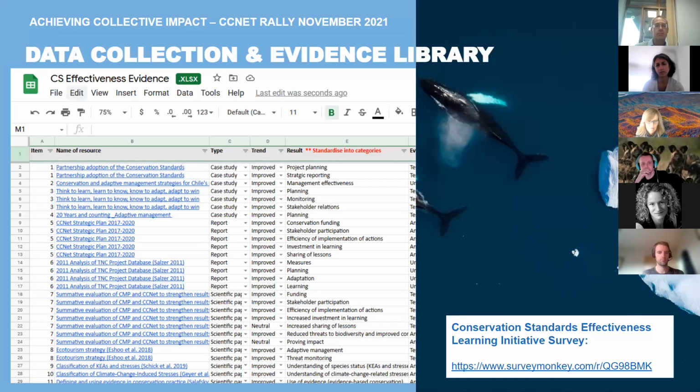So we have developed a sort of resource and evidence library where we've collected case studies, testimonials, management plans, scientific papers, as much as we could. And we're identifying what type of evidence is in there. Is it qualitative? Is it anecdotal? Is it scientific? And what key results does that evidence link to along our theory of change?